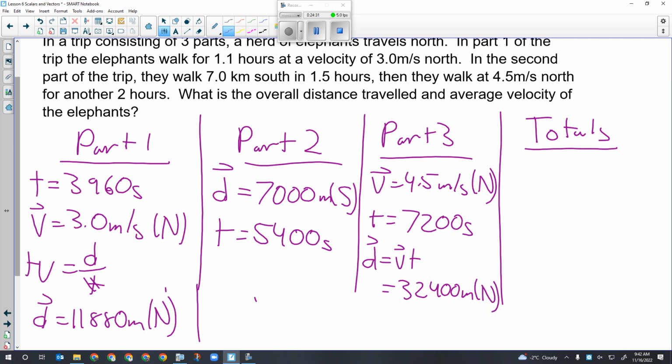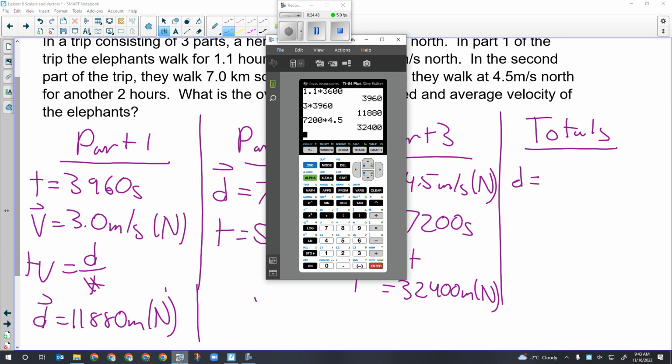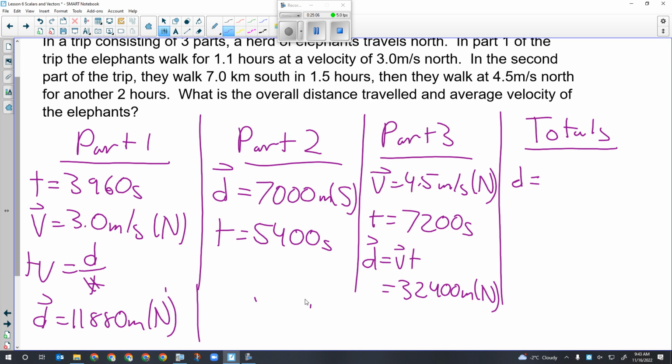Okay. Can I calculate the total distance walked by the elephants? What do I do with the 3 Ds? Add them together. I don't care that some are north and some are south. I simply add them together because distance is scalar. All right, so I take my 32,400 and I add that to 7,000 and add that to 11,880. All right, so they walk a total distance of 51,280 meters.